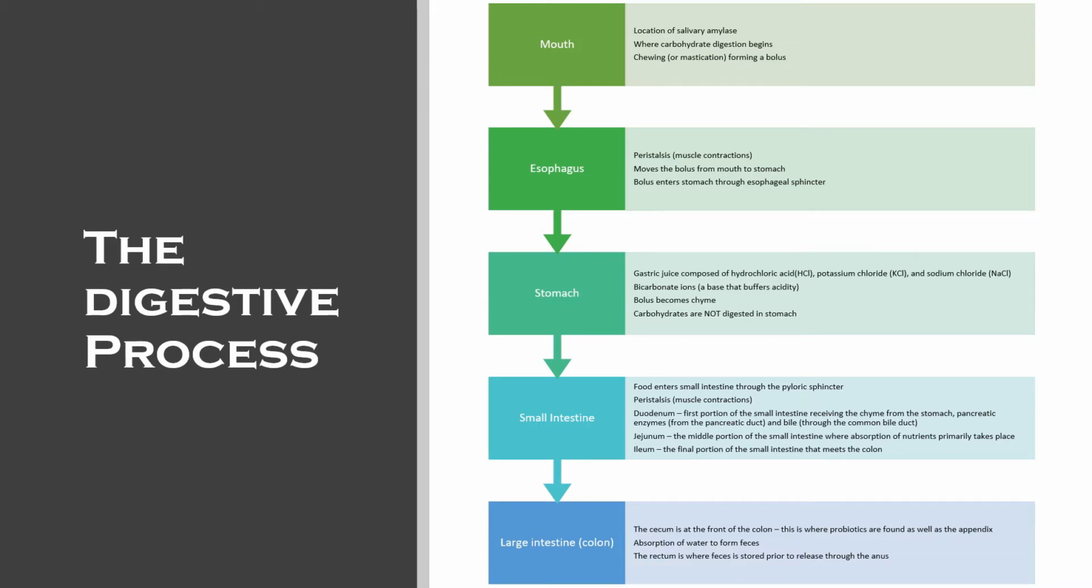In the small intestine, food is going to enter through the pyloric sphincter. Food then moves through the small intestine via peristalsis again. There are three portions to the small intestine. There's the duodenum, which is the first portion of the small intestine that's receiving chyme from the stomach, and it's also receiving pancreatic enzymes through the pancreatic duct from the pancreas, and it's receiving bile through the common bile duct.